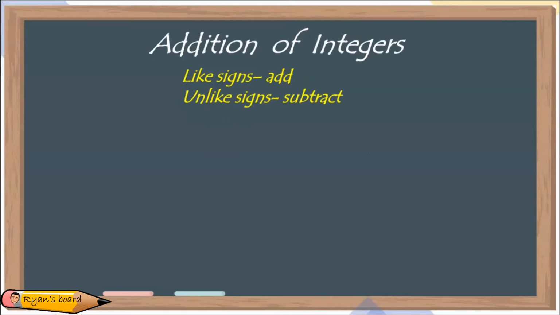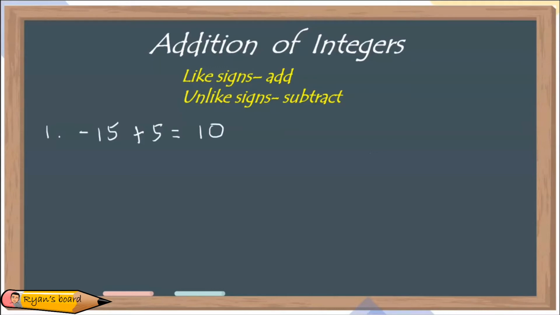Okay, now, let's have an example. Let's say negative 15 plus 5. Unlike signs or like signs? Ang 15 ay negative, si 5 ay positive. So, unlike signs yan. Anong sabi dito sa rule natin? Subtract. So, what is 15 minus 5? That is 10. Now, napakahalaga na alam mo yung sign ng sagot mo.